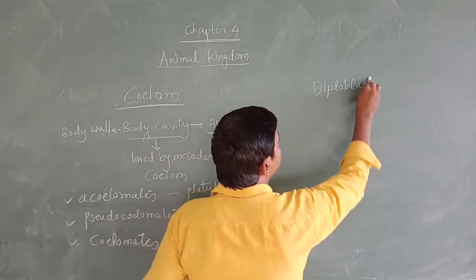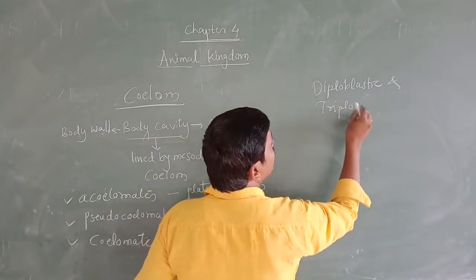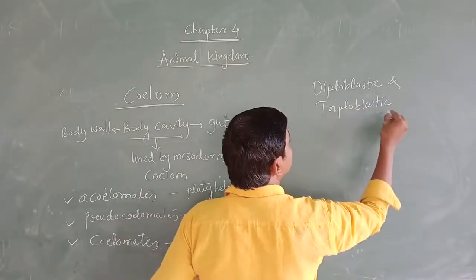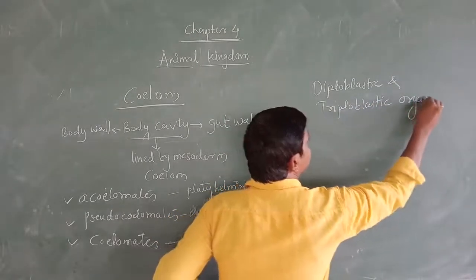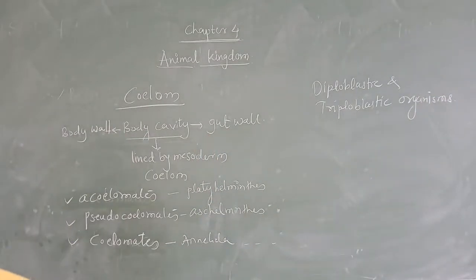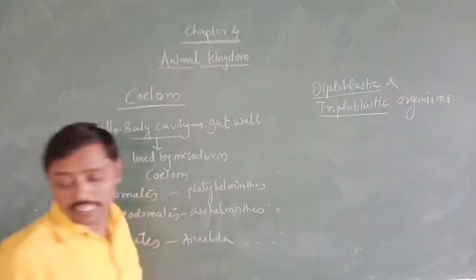We are going to study about diploblastic and triploblastic animals or organisms. On what basis are we going to study diploblastic and triploblastic organisms?